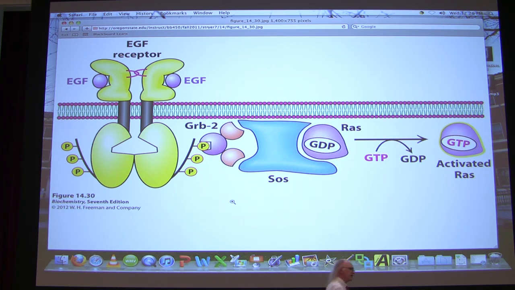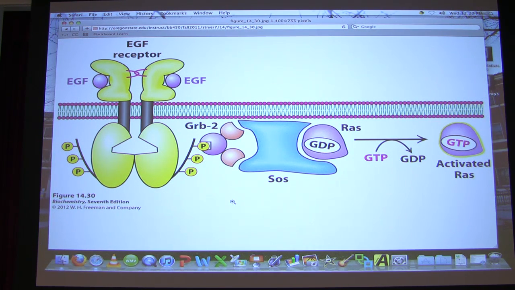Now, the G proteins we talked about before either activated phospholipase C or activated adenylate kinase. RAS instead activates a signaling pathway, a series of events, one of which ultimately stimulates a cell to divide. And RAS has many, many pathways it can affect. But one of those is stimulating the cell to divide.